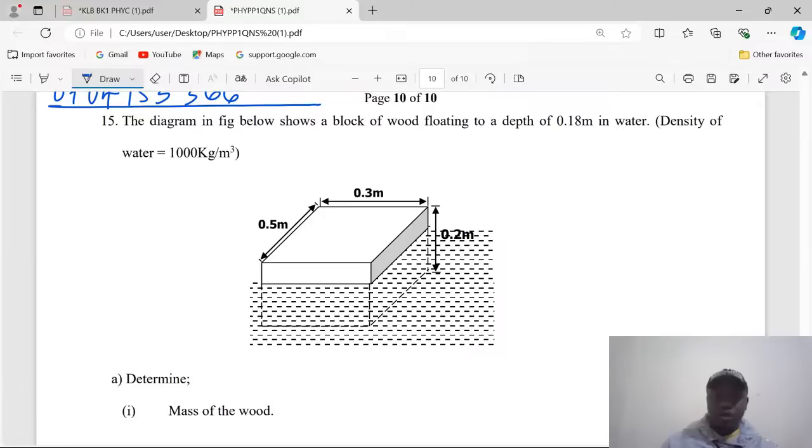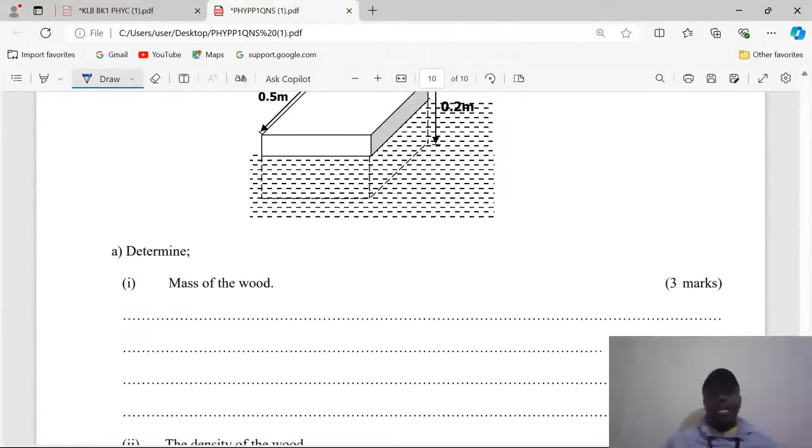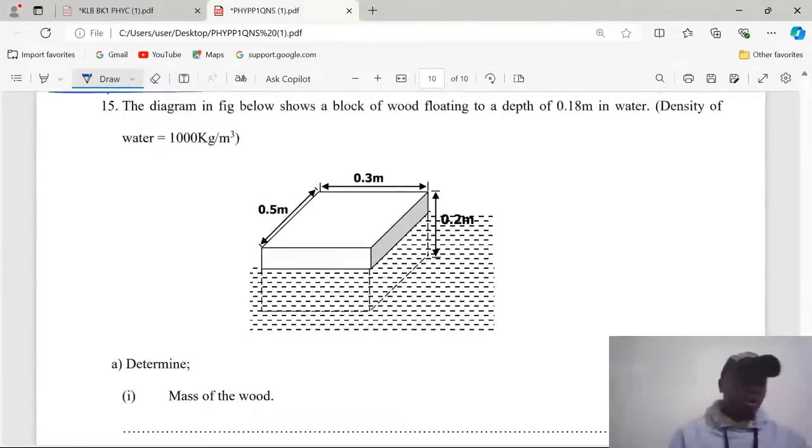The diagram in the figure below shows a block of wood floating to a depth of 0.18 in water. The density of water is 1,000 kilograms per meter cubed. So the first thing we are determining is the mass of the wood. We are going to apply what we call the law of flotation. The law of flotation says that a floating object displaces its own weight of the fluid in which it floats.